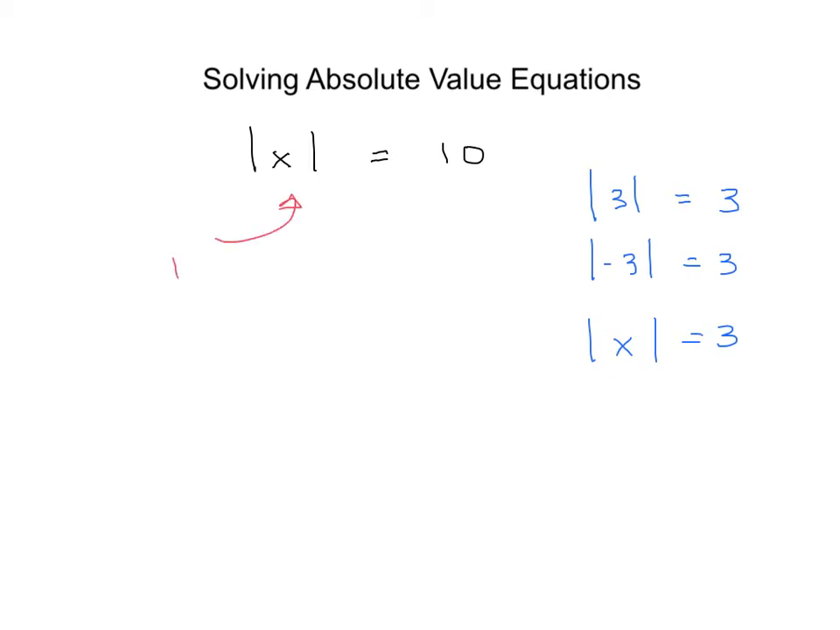If we put 10 in, the absolute value of 10 is in fact 10. So 10 is a solution. But if we also put negative 10 in, we also get 10. So negative 10 is a solution. So x is equal to both 10 and negative 10. In many absolute value equations, we're going to have two answers. But remember, many, not all.